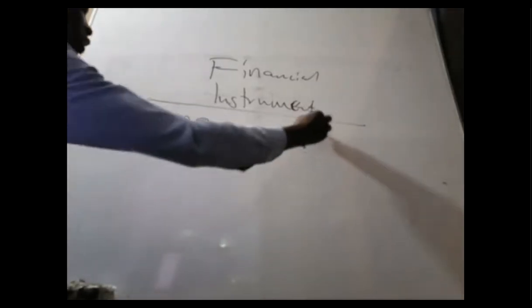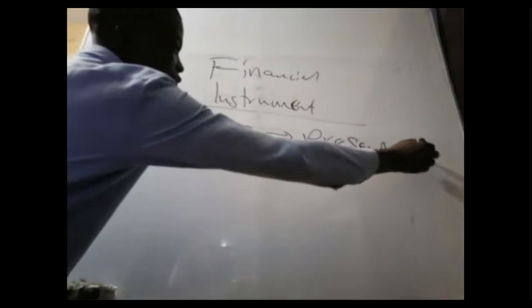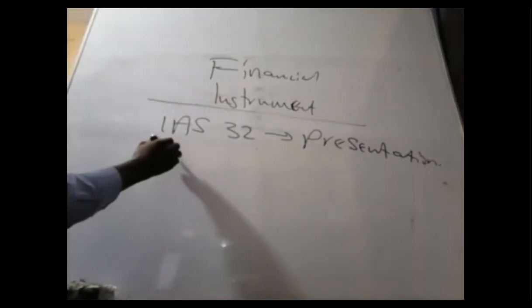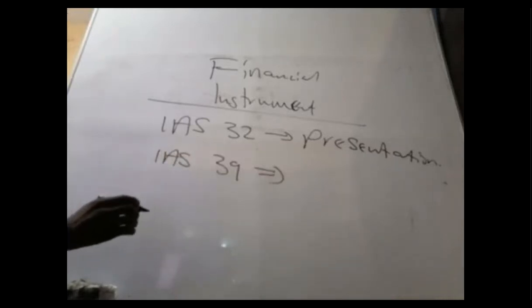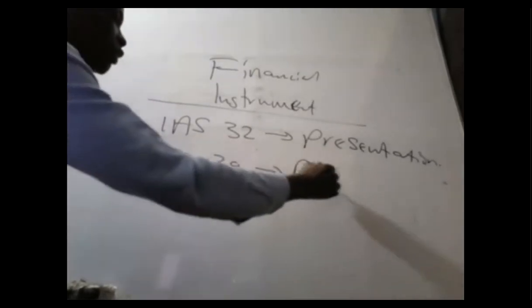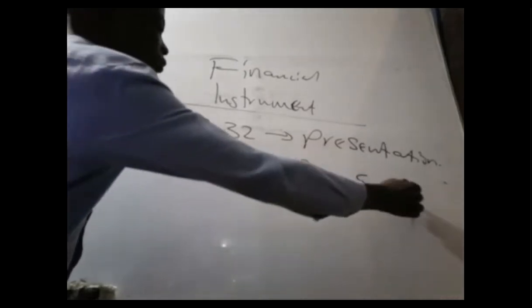Financial instruments. It is a topic that currently has 4 standards governing it, starting from IAS 32. It talks about presentation of financial instruments, just how to present them. We have IAS 39, which just talks about recognition and measurement of financial instruments.